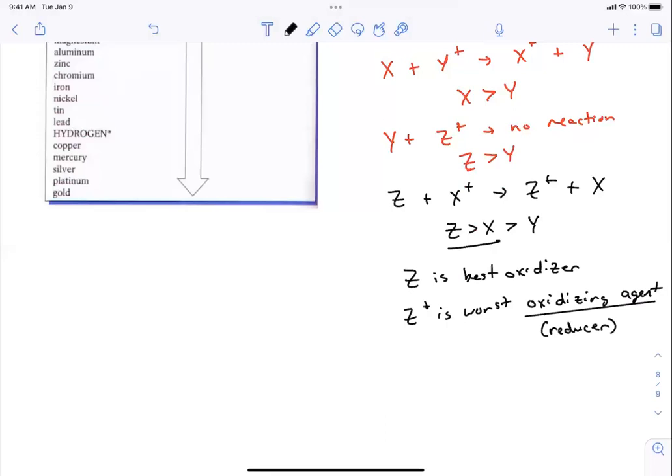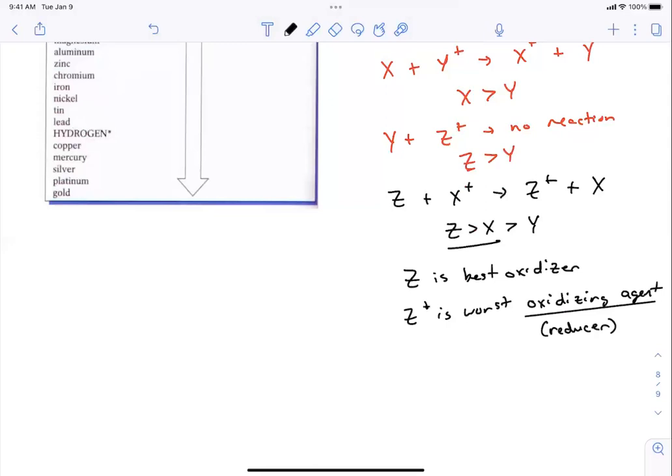Okay, let me try to explain it again. Do we agree that Z is best at losing its electrons? What that means is, if Z is the best at losing its electrons, then Z+ is the worst at gaining electrons, because it doesn't want to go back to Z, it wants to stay Z+, right? So if it's the worst at gaining electrons, then it's the worst reducer, which we also call the worst oxidizing agent, because those mean the same thing. Sorry, I got y'all down the wrong path originally. Mistake number one in my lifetime.